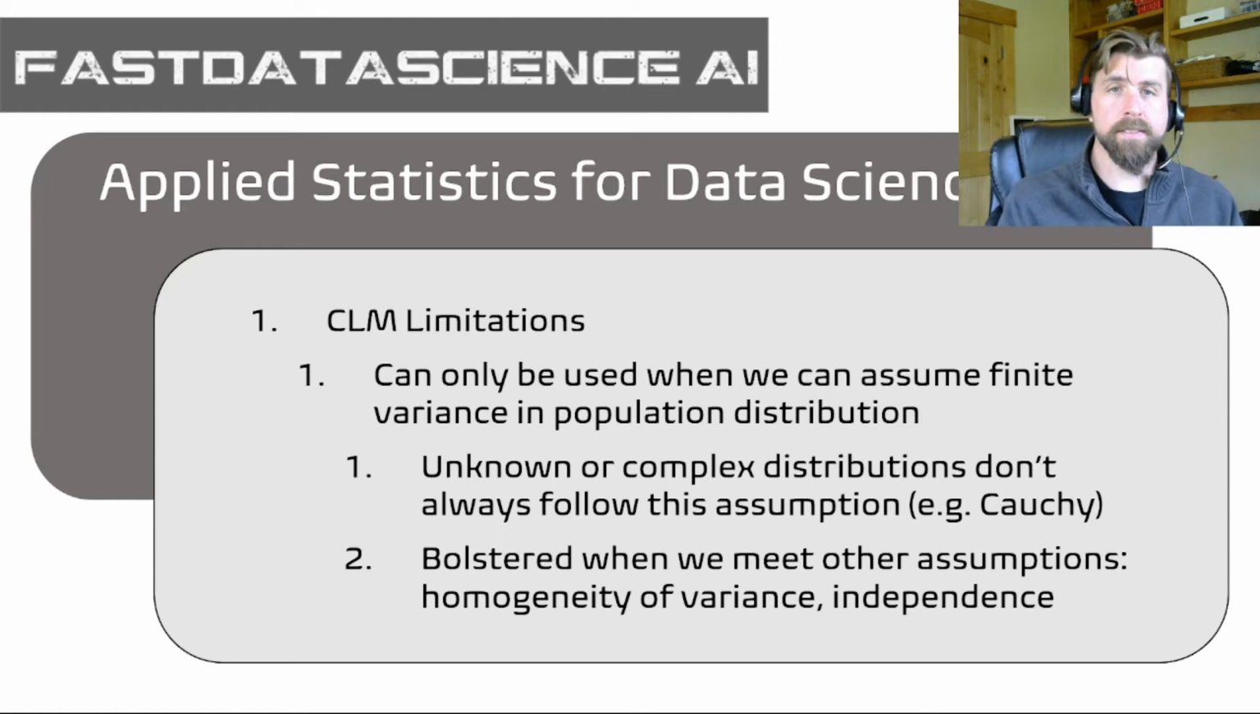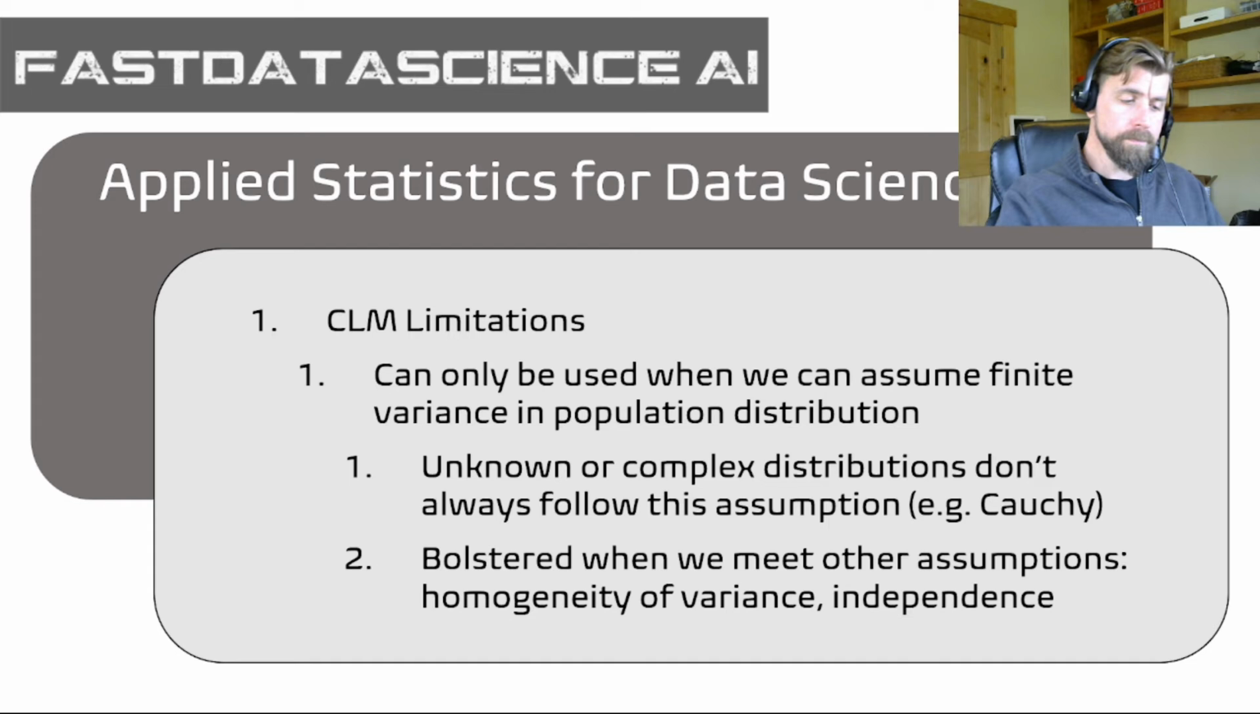We also know that the central limit theorem is most useful when we can assume that there is homogeneity of variance, that means that essentially the variation in two samples of their distribution is roughly the same. So if we're comparing two means, those two means have roughly the same standard deviations. And we also need to assume that the observations are independent themselves as well.